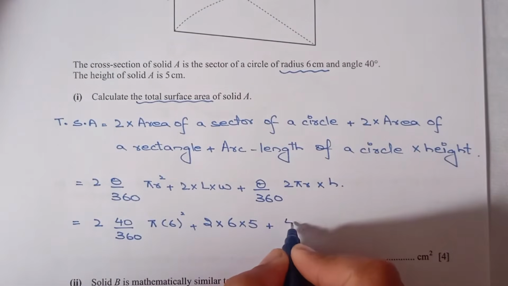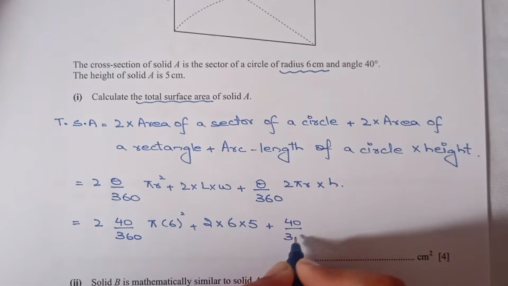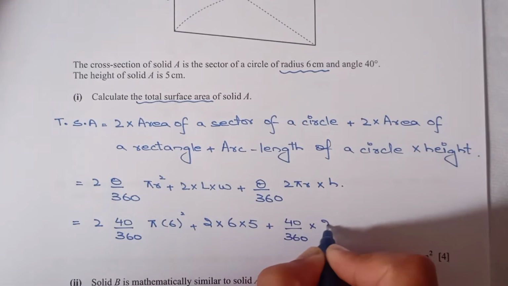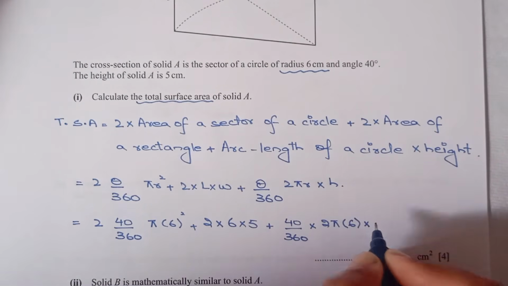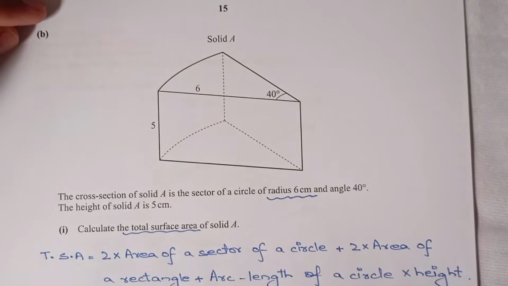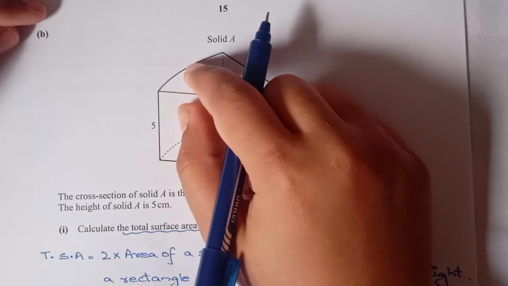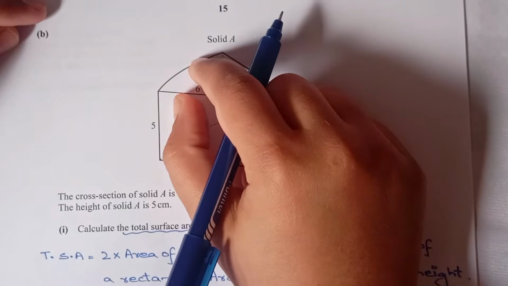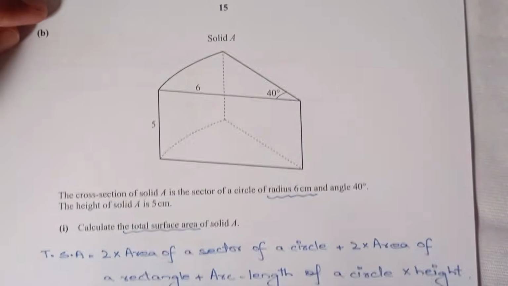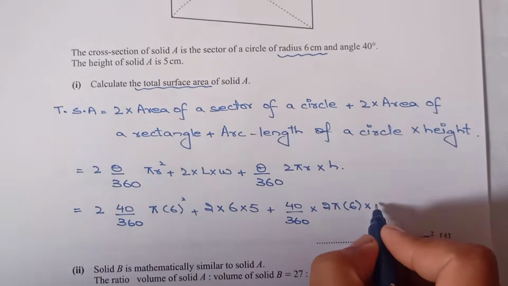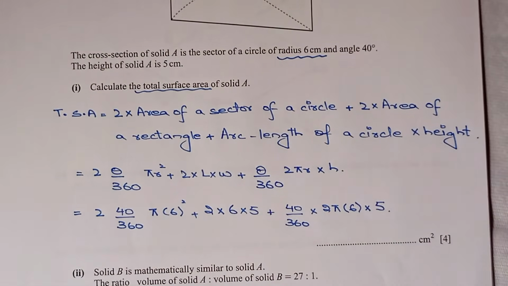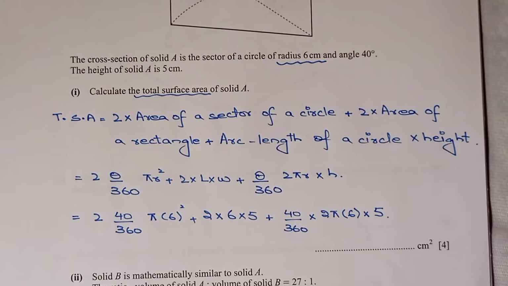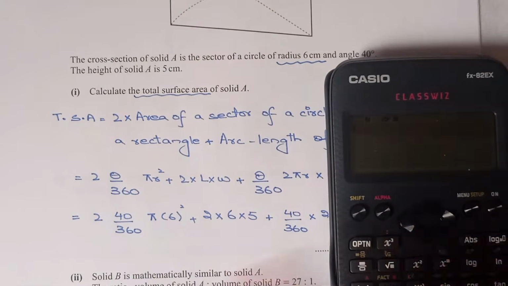Theta is again 40 divided by 360 times 2 pi, the radius is 6 centimeters, times the height. So we can find the height, the outer portion area we're going to find. So here the height is 5. So just substitute height equals 5. Okay, so let me calculate all of them. We will get the total surface area of solid A. So let's start with the first one.